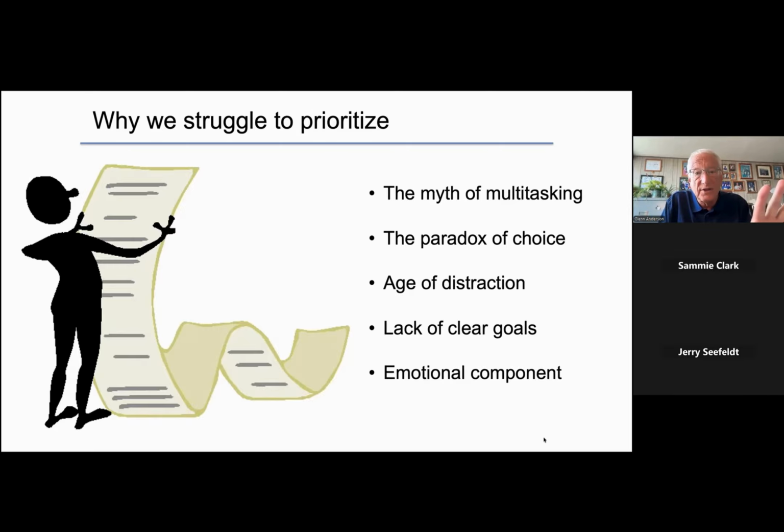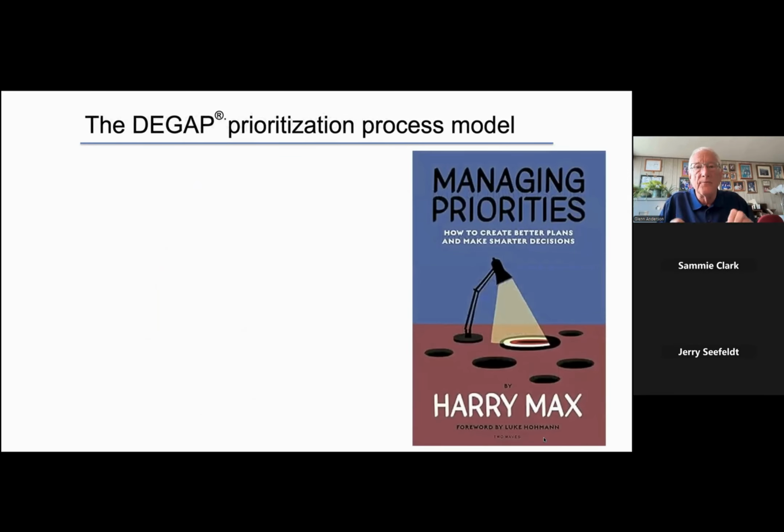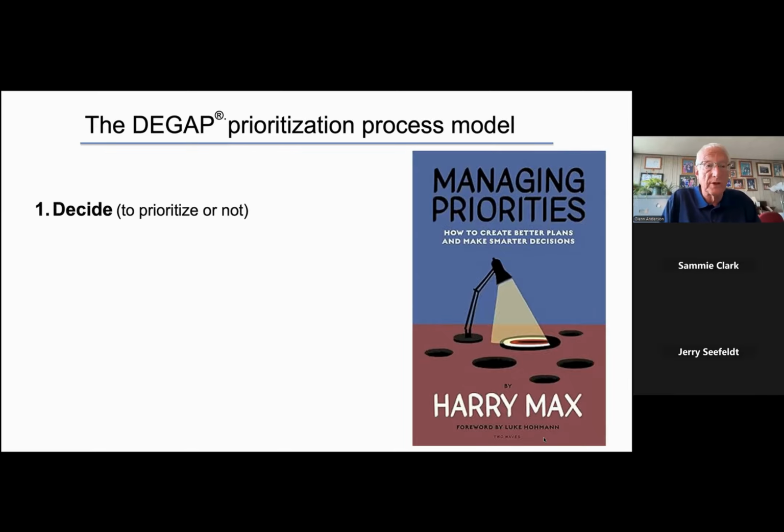You need to try to set these aside, and let me give you a model, a process model for doing prioritization. And this comes from a wonderful little book called Managing Priorities. It's written by a guy named Harry Max, and he has created in this book a model that he calls DEGAP. And this is an acronym for the 5 steps of this prioritization process model. So I want to take you through this.